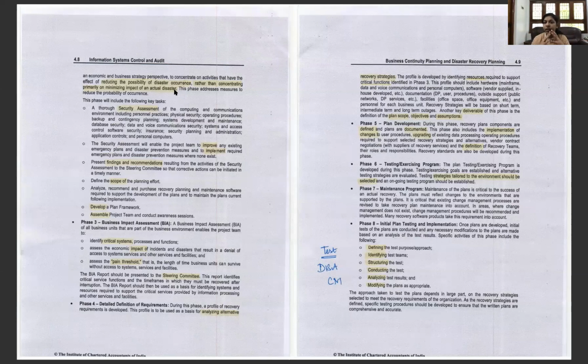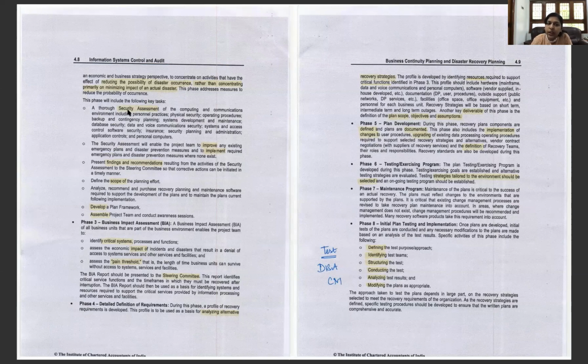So this is the main goal of this step, vulnerability assessment: reducing the possibility of a disaster occurrence rather than just focusing on minimizing the losses. So we're going to address the root. Okay, what are the key tasks?